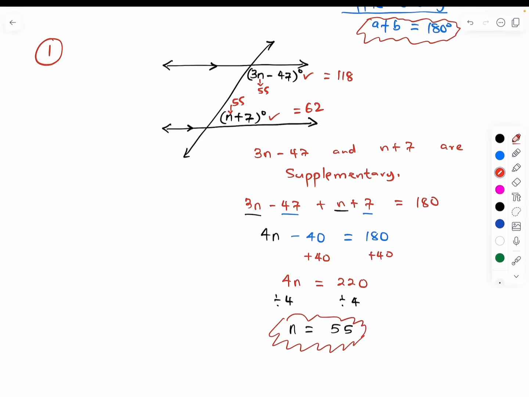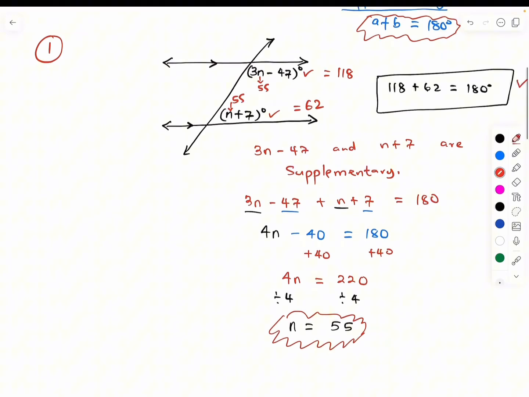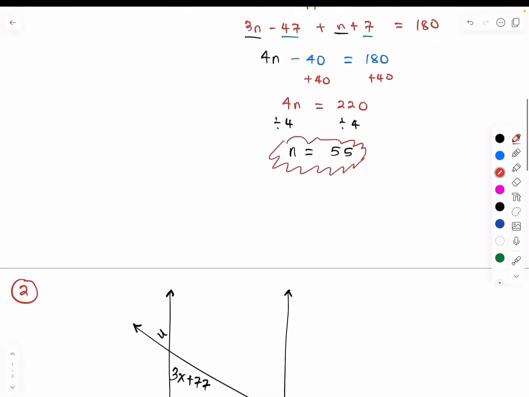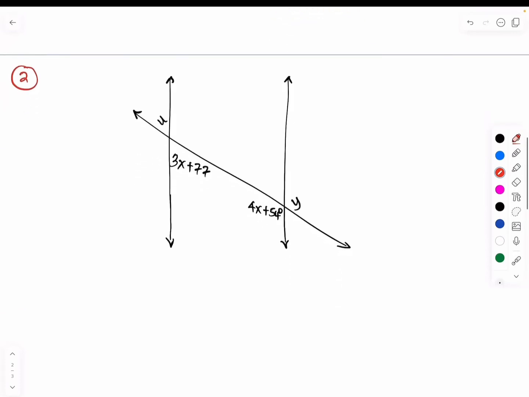If I add these two angles, 62 plus 118, is it going to give me 180? Yes, of course it's going to give me 180. Because 118 plus 62 is going to give me 180, which means my answer is right. It is 100% right.